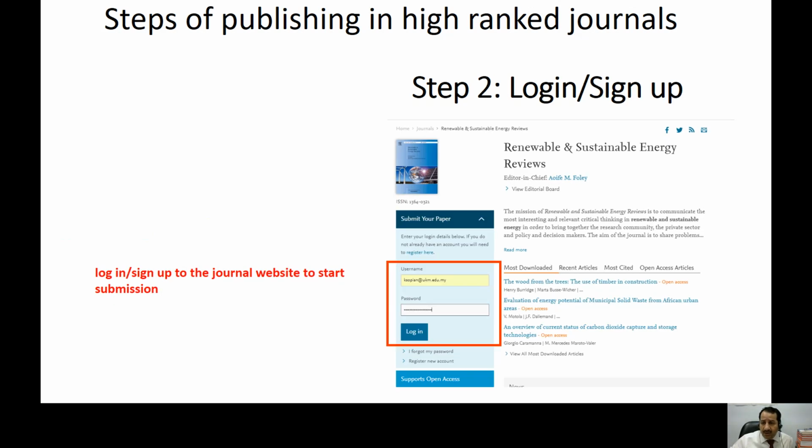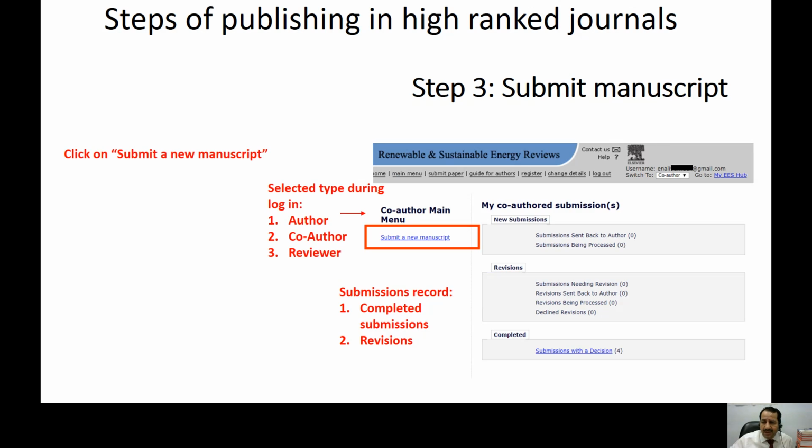Now, you either sign in or log in. If you didn't submit before to this journal, you register. Or if you already registered, then you can log in using your information. And then you go to the main co-author submission. Here you can see a new submission, revisions, completed. A new submission is at the beginning when you submit your paper. A revision is when it has passed the first revision round, second, and so on. And completed is when it gets either accepted or rejected.